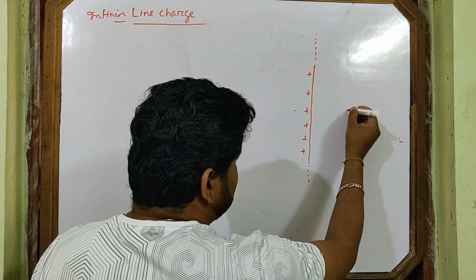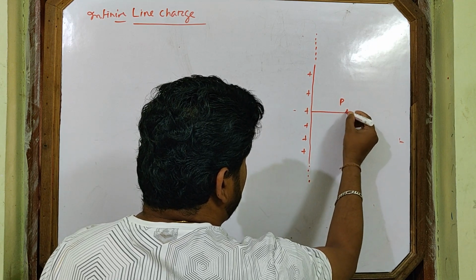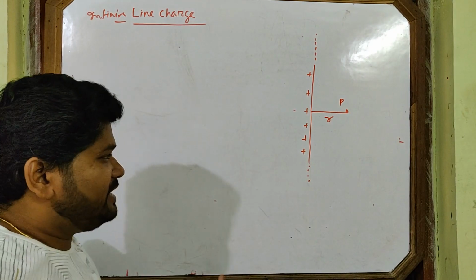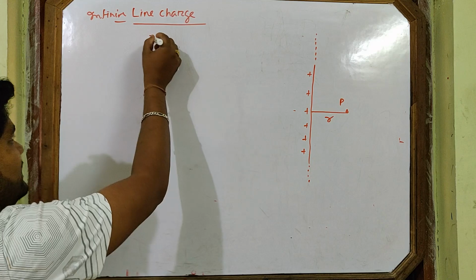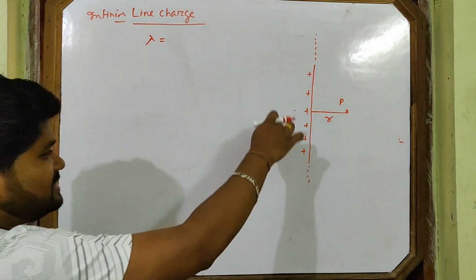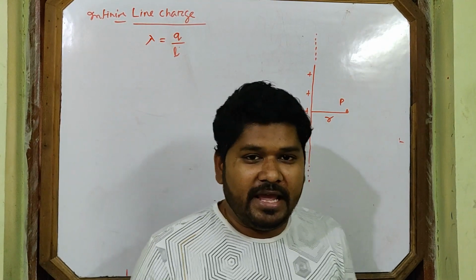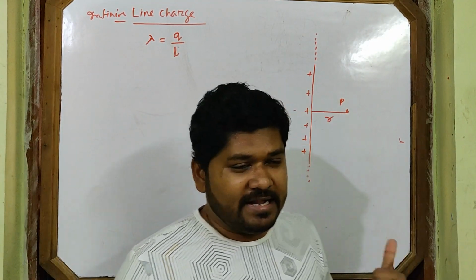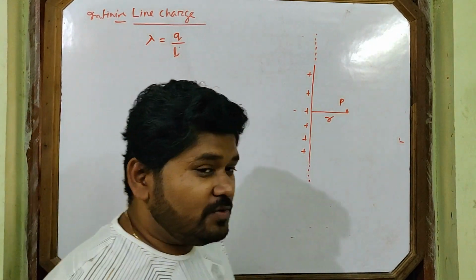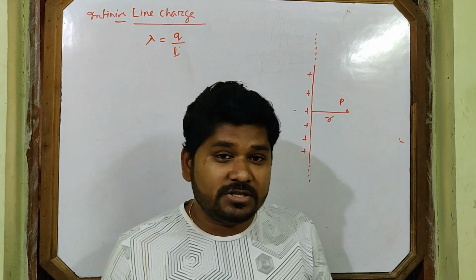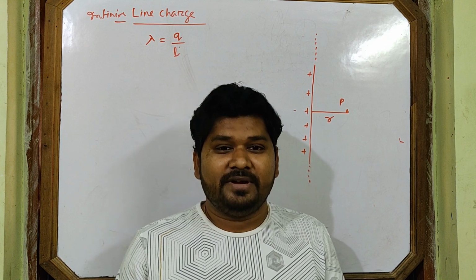We will find the intensity here at point P, which is at a distance R. P is any point at a distance R from the infinite line charge. Lambda is equal to linear charge density, meaning Q by L. Lambda is linear charge density. P is any point at a distance R. So first, what do we have to do here? We will use Gauss law. To apply Gauss law, what do we need? We need one Gaussian surface.